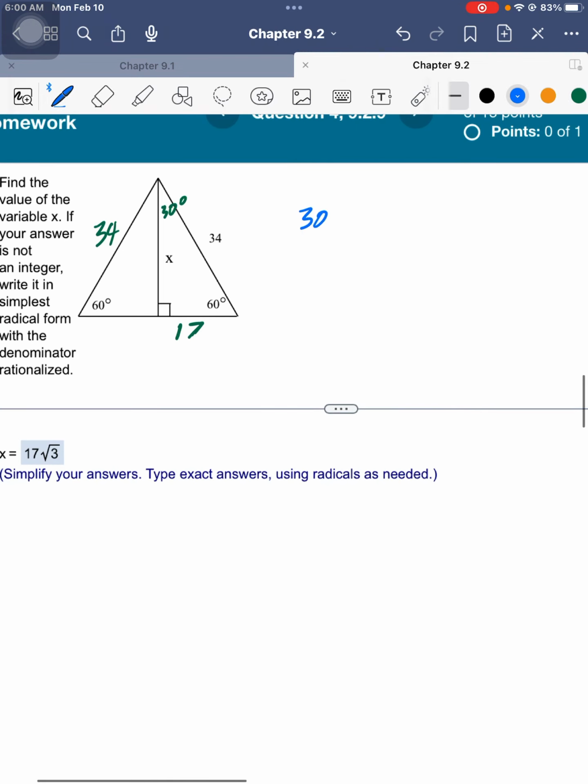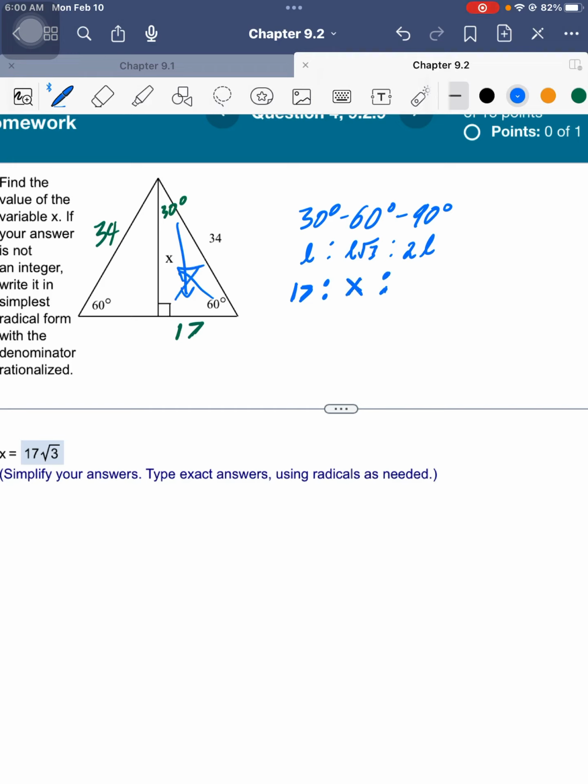So let's write that. 30, 60, 90 is L, L square root 3, and 2L. Okay, so corresponding to the 30 is 17. Corresponding to the 60 is x. And corresponding to the 90 is 34.